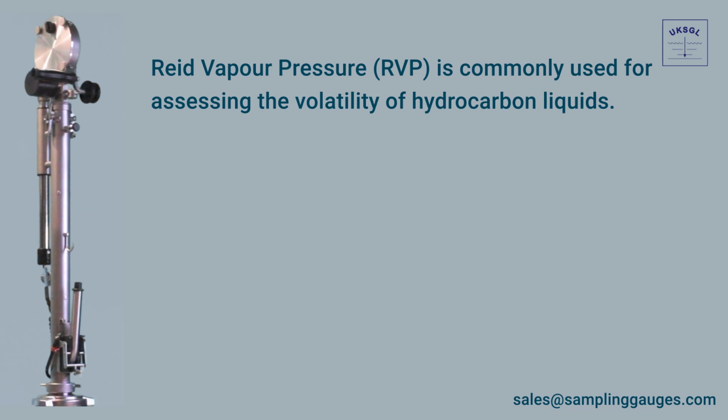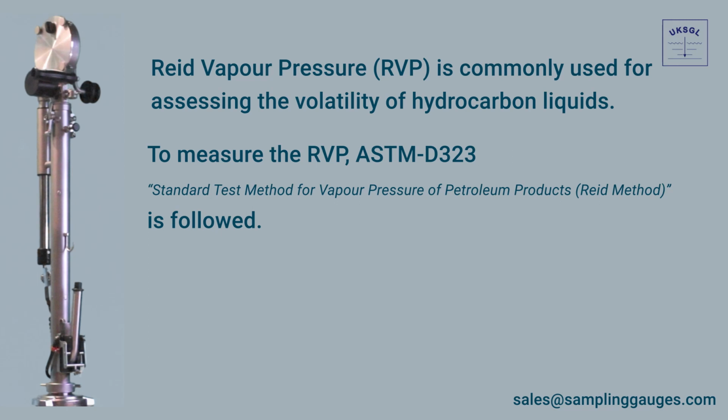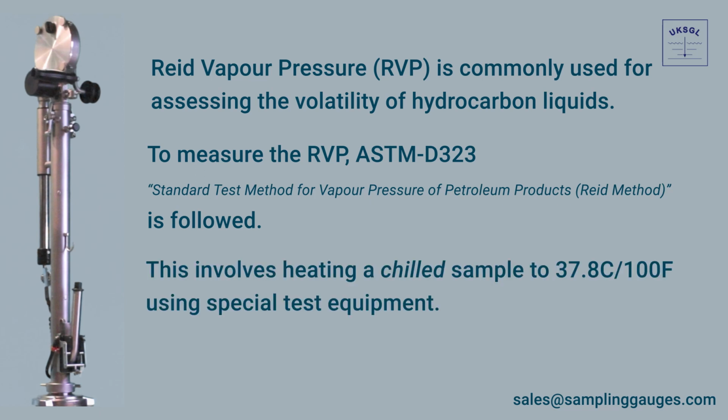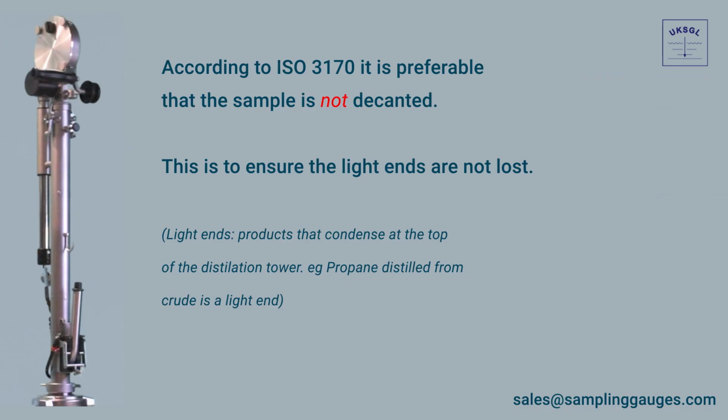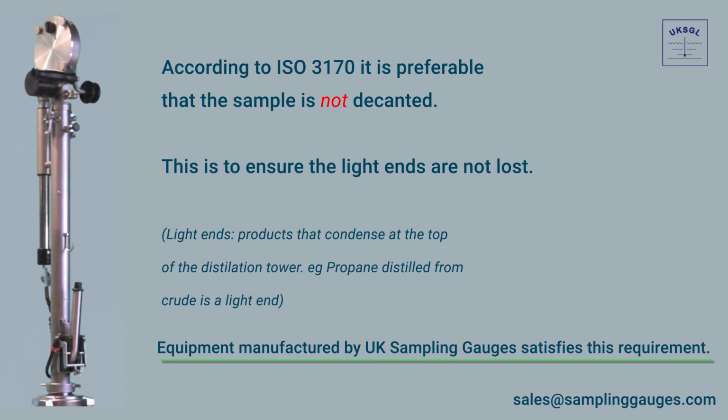Reid Vapour Pressure is used to measure the volatility of hydrocarbon liquids. The test method is described in ASTM D323. This involves heating a chilled sample to 37.8 centigrade or 100 degrees Fahrenheit. ISO 3170 states that the sample is not decanted prior to analysis. This is to ensure light ends are not lost. Equipment manufactured by UK sampling gauges comply with this requirement.